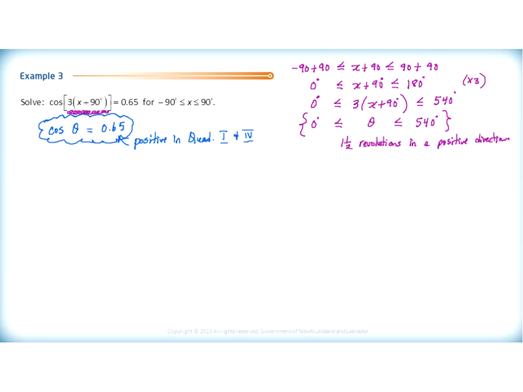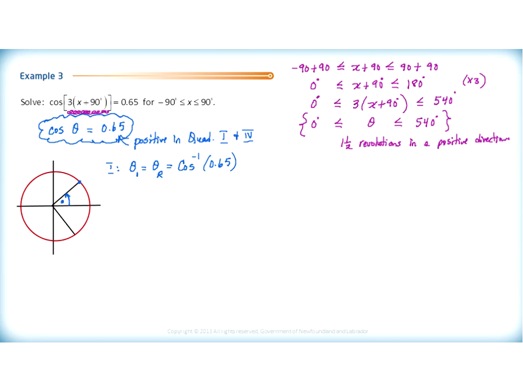So let's draw a diagram to illustrate what's happening, putting the terminal arm in quadrant 1 and another terminal arm in quadrant 4. In order to determine the measure of the related reference angle on a first positive rotation in quadrant 1, the measure of theta 1 will give us the measure of the related reference angle. And it can be determined by taking the inverse cosine of decimal 6.5.